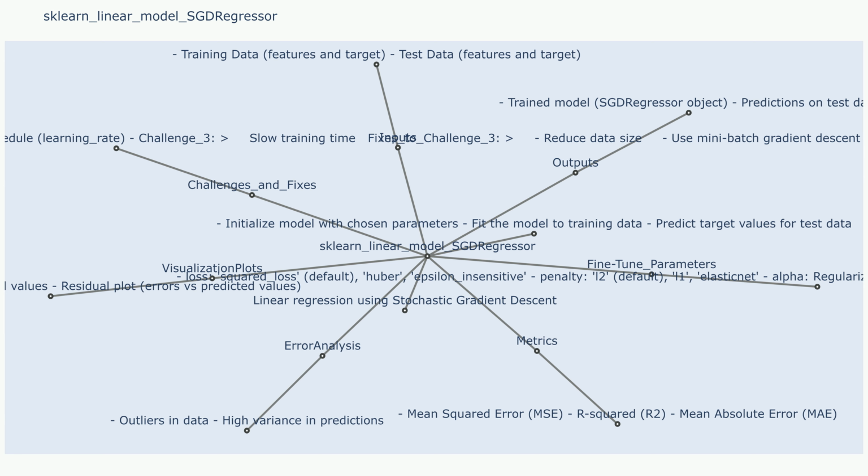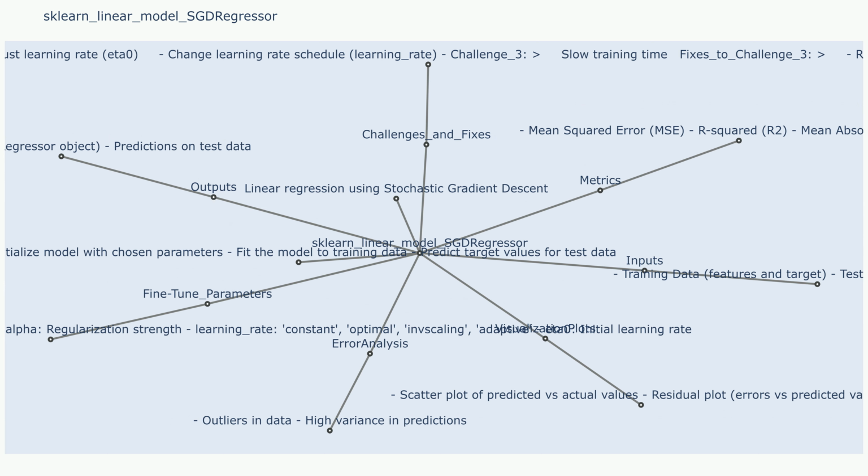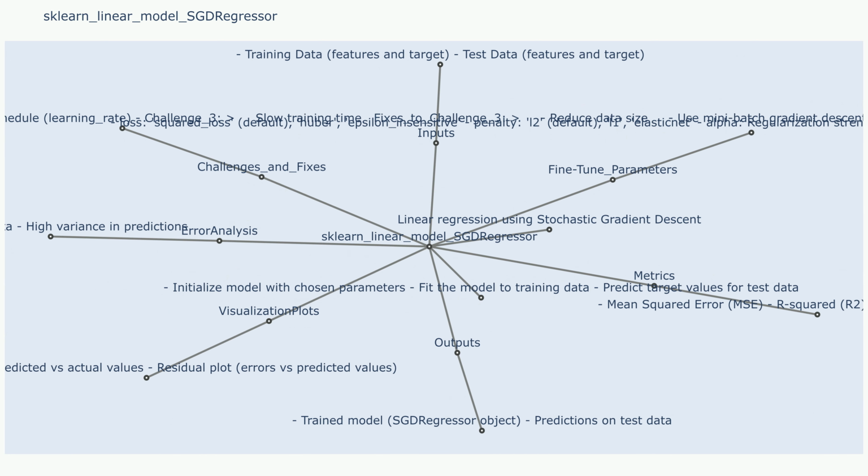SGDRegressor can efficiently learn from large datasets, especially when combined with appropriate learning rate scheduling. Inputs. X. This is the input feature matrix, typically a NumPy array or pandas data frame. Each row represents a data point, and each column represents a feature. Y. This is the target variable, which represents the values to be predicted by the model. It can be a NumPy array or pandas series.